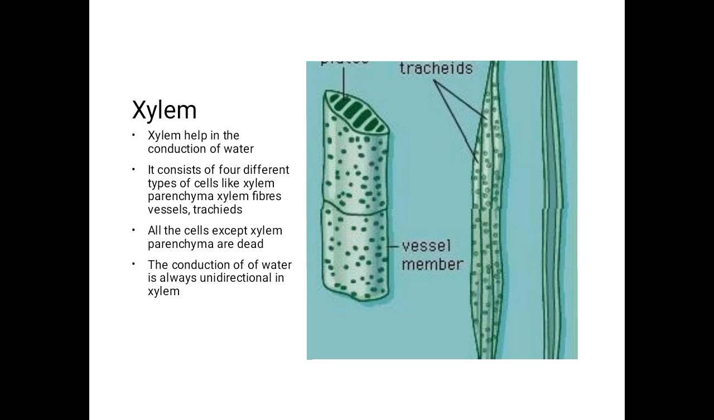Is it clear? Then what is the main function of them? Their main function is conduction of water and minerals. In water the minerals will get dissolved, and in the dissolved form they will be conducted. And the transport of materials, that is water and minerals, will always be unidirectional. What do you mean by unidirectional? From downwards to upward. Only in one direction will the water get conducted. That's why it is known as unidirectional.